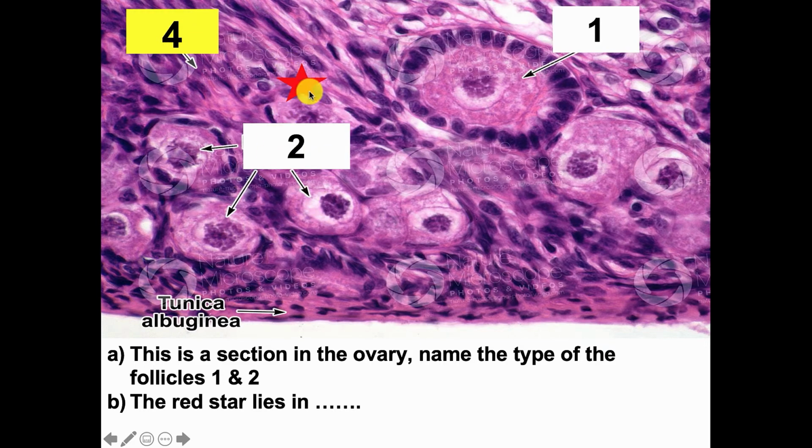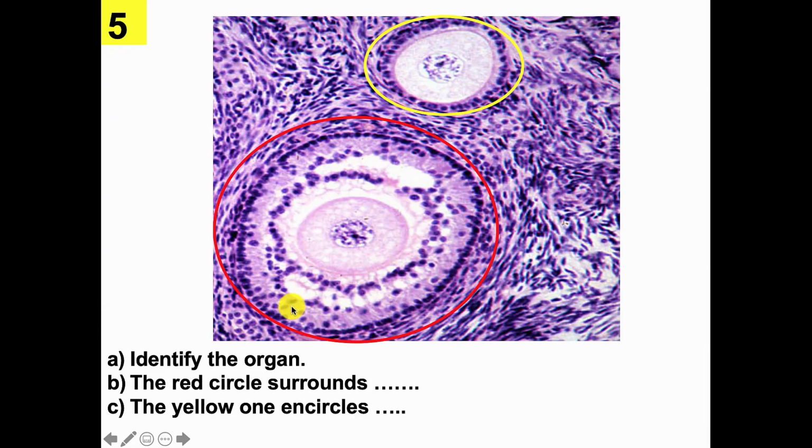The red star lies in the cortical stroma, which contains cortical stromal cells that later on, in the development of follicles, will form the theca folliculi. And here you can see a capsule of the tunica albuginea. Number 5, identify the organ, the ovary.